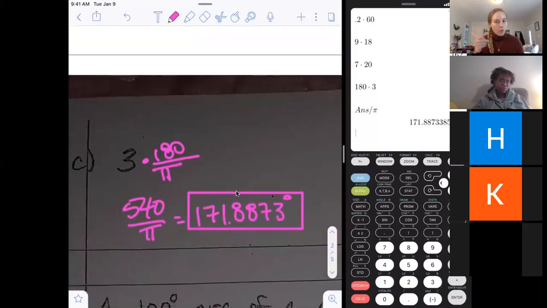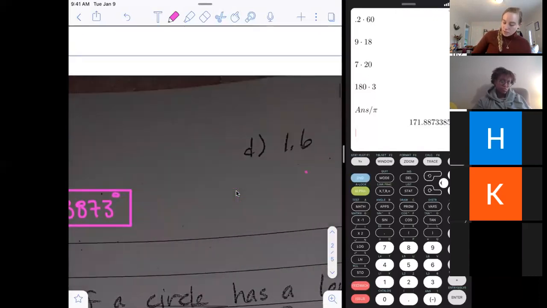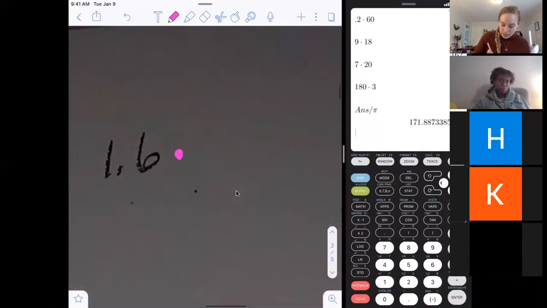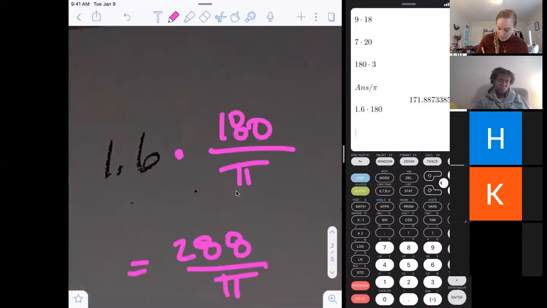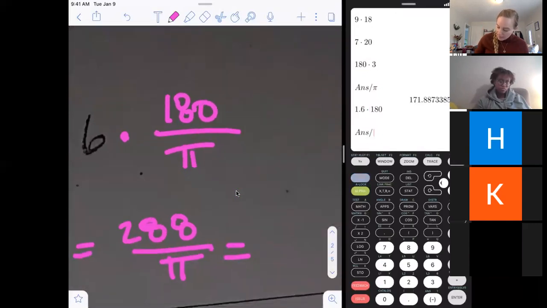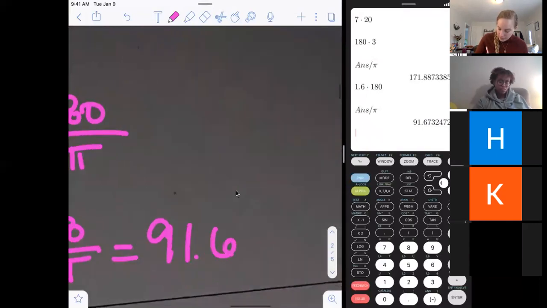Questions? One more like this. It's going to be another messy one, but that's okay. Again, there's no degrees behind it, so we know that we're going to treat it like it's a radian, 180 over pi. If I were to just straight multiply 1.6 times 180, we would get 288 over pi. And then if I divide that by pi, I get 91.6732 degrees.